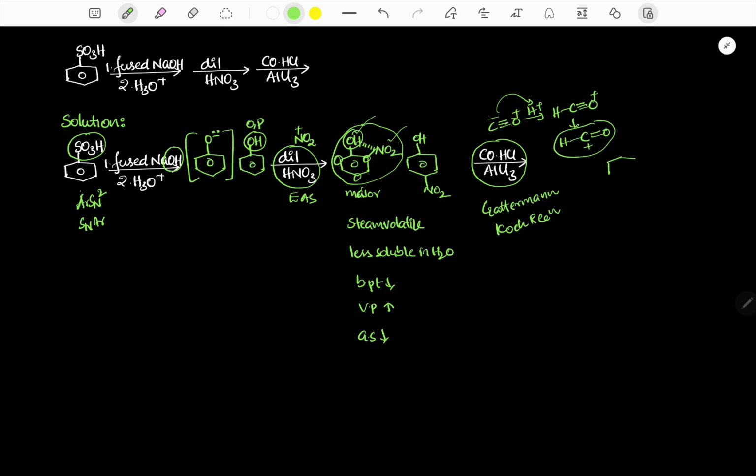So the corresponding product is, with respect to OH, the para product is major. It is our electrophile, so this electrophile attacks majorly at the para position. Similarly, this electrophile also attacks at the ortho position. Therefore, the corresponding product is like this. The first reaction is the ArSN2 mechanism, the second reaction is nitration of phenol, EAS, and the third reaction is the Gattermann-Koch reaction, EAS.